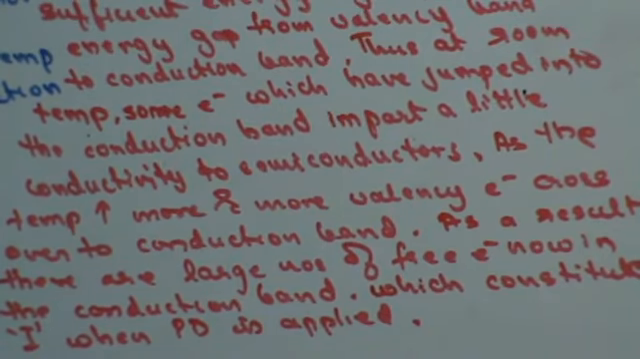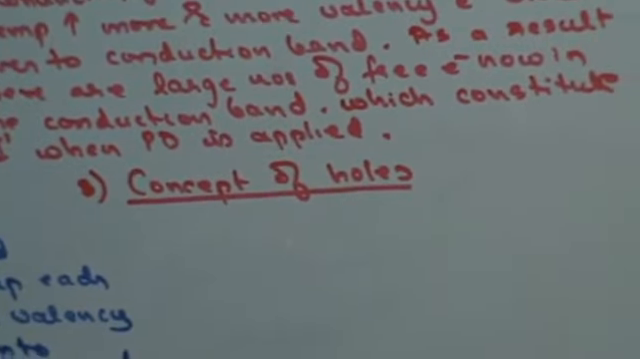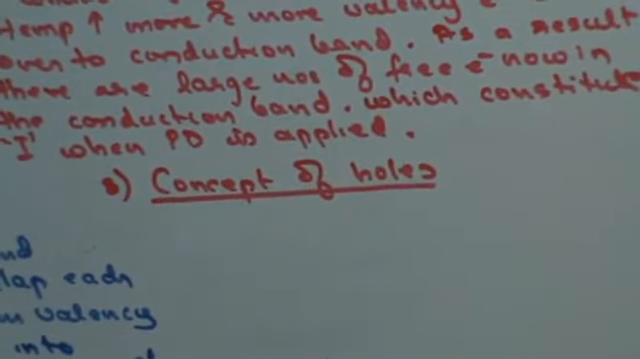Next. Now what do we understand by holes? Concept of holes. Now in semiconductors, when an electron is dislodged due to the breaking of the covalent bond, it becomes a free electron, right? It moves from the valency band to the conduction band. It can wander at random anywhere it wants in the conduction band, but in doing so, it leaves a space where it existed in the covalent bond.